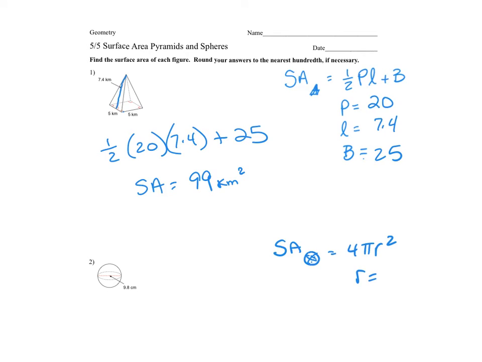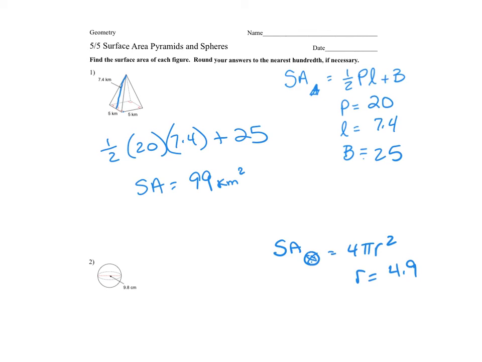Now on the sphere, we need to find the radius of the sphere. Just pay attention to the pictures. I think half of them are going to have a radius and half of them are going to have a diameter. So in this case, we're given the diameter and we need to cut that in half to get the radius. So we get 9.8 divided by 2 is 4.9. So our radius is 4.9.